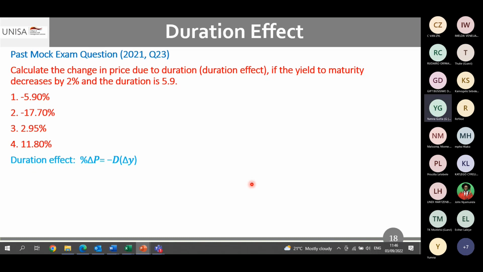Okay, so a simple calculation of duration effect. Let's see what the percentage price change is based on the information given. Okay, now I can. Okay, so we have some answers already.